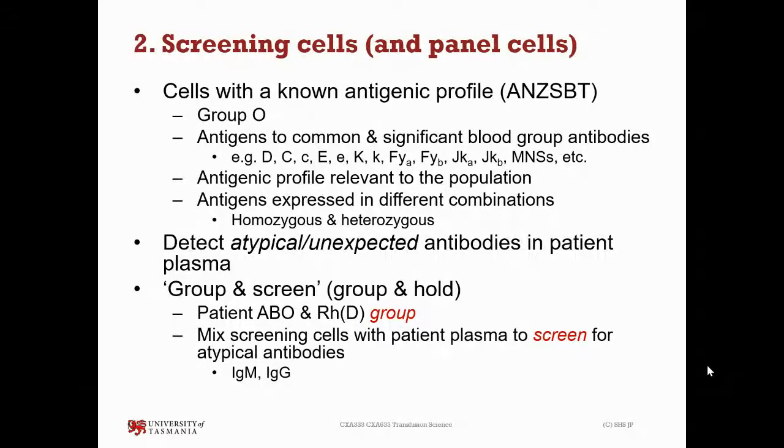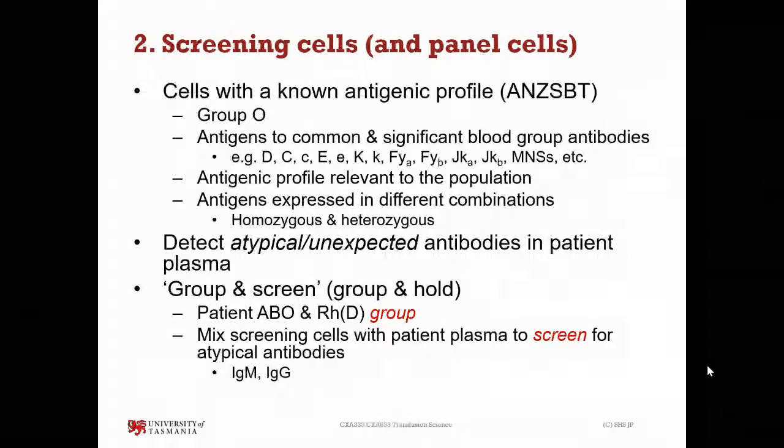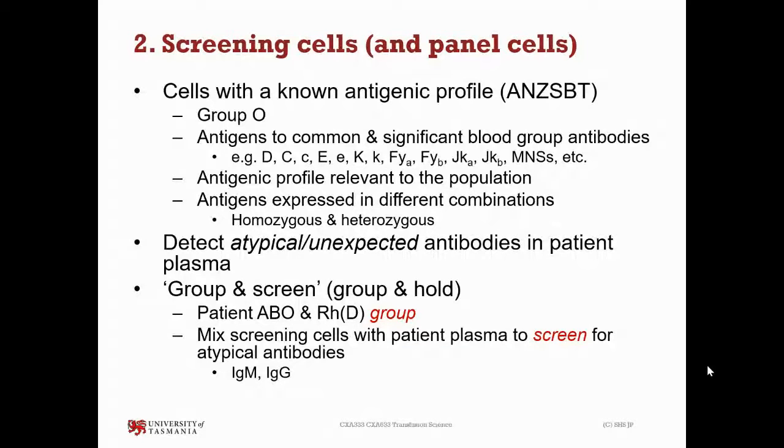So now we're going to have a look at the screening cells and the panel cells. We talked a little bit about these last week, and I think I explained that basically they are reagent red cells that have been tested for antigens to the clinically significant blood group antibodies, because not all blood groups are clinically significant, only those that have antibodies that react at 37 degrees. And you can see here, this information is from the ANZ SBT guidelines.